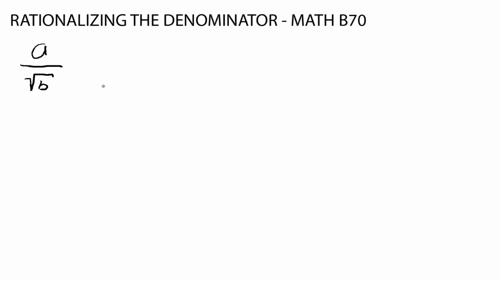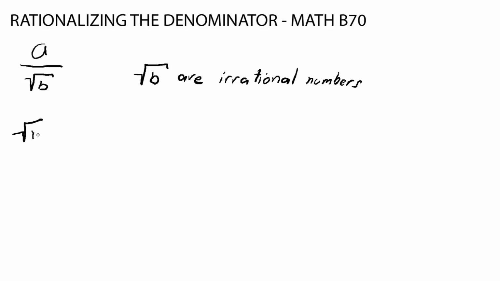This is done because square roots are irrational numbers. When they ask to rationalize, they mean get rid of the irrational numbers. This is done with a simple method. If you have the square root of b multiplied by the square root of b, you will get b.